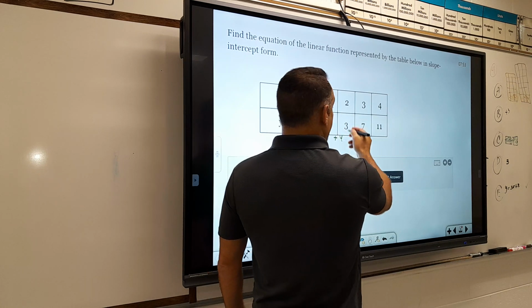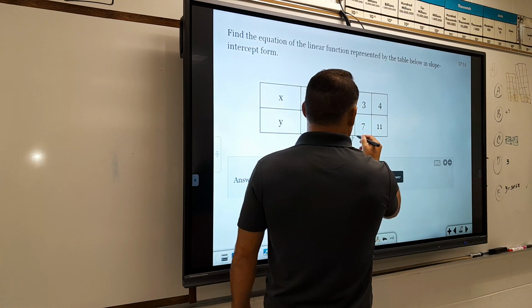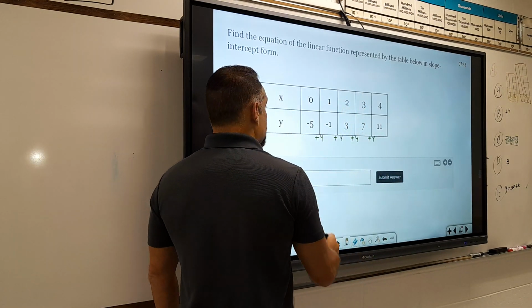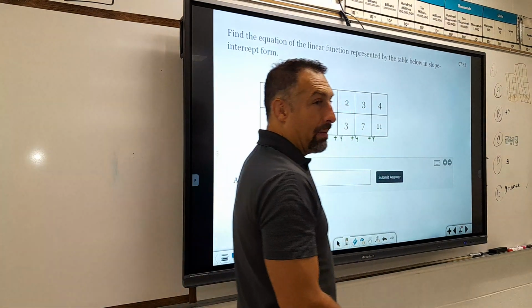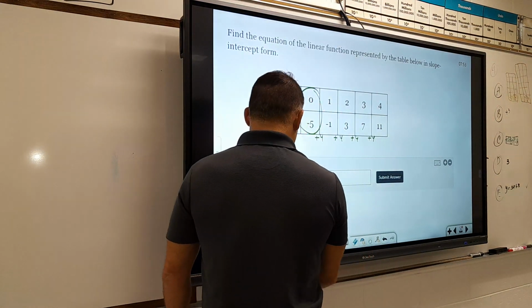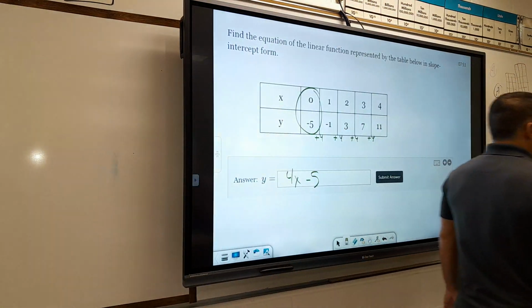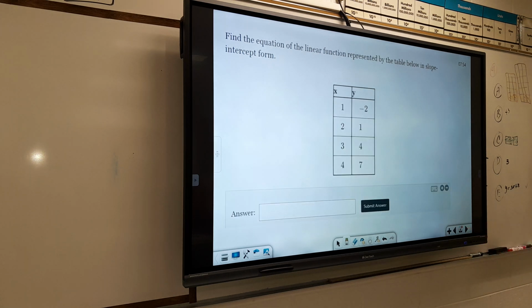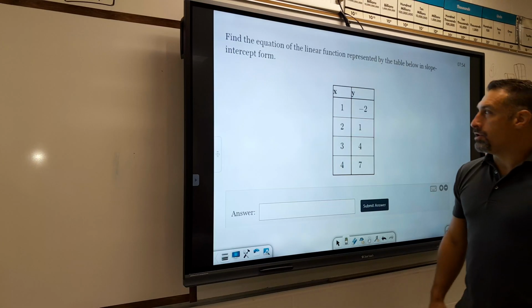If you struggle with the negatives, you can see that 3 and 4 make 7, and 7 and 4 make 11. So we do get 4x. And what's the y-intercept? -5. It's right there, -5, and then we are done. All right, fabulous. Okay, slightly more difficult, little wrinkle, right here. See what you can figure.